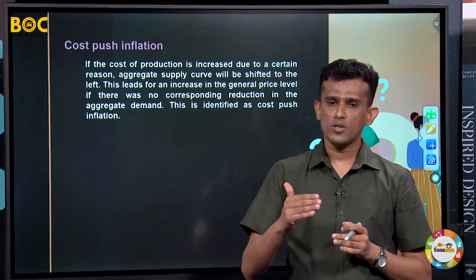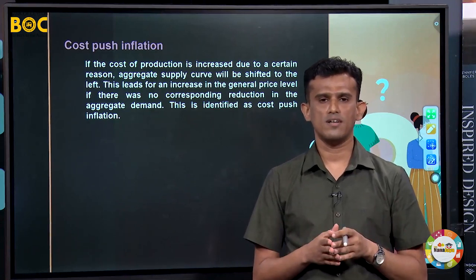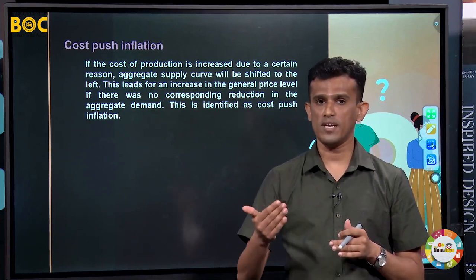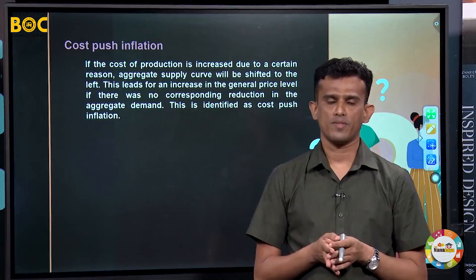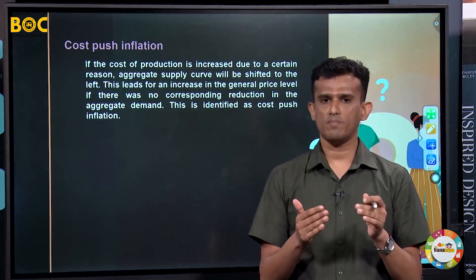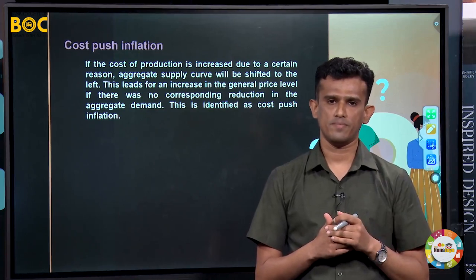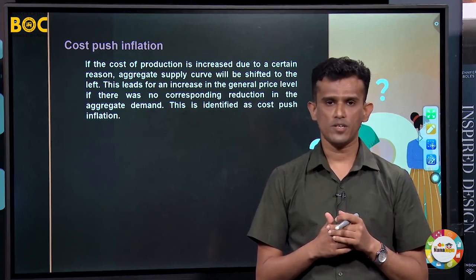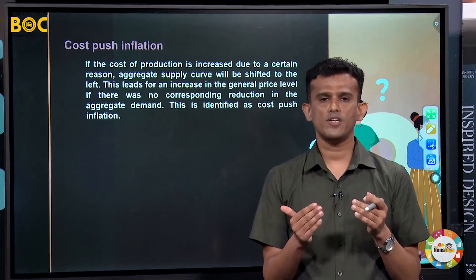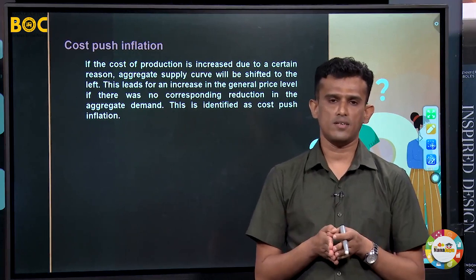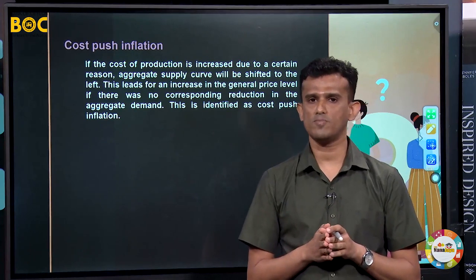If the economy's cost of production increases because of any factor, maybe because of an increase in the labor cost, maybe because of an increase in the raw material price, maybe because of an increase in the fuel prices, due to any of these factors, the aggregate supply curve will be shifted to the left. When the aggregate supply curve shifts to the left, if there is no change in the aggregate demand curve, the general price level of the economy increases. We identify this as cost push inflation.